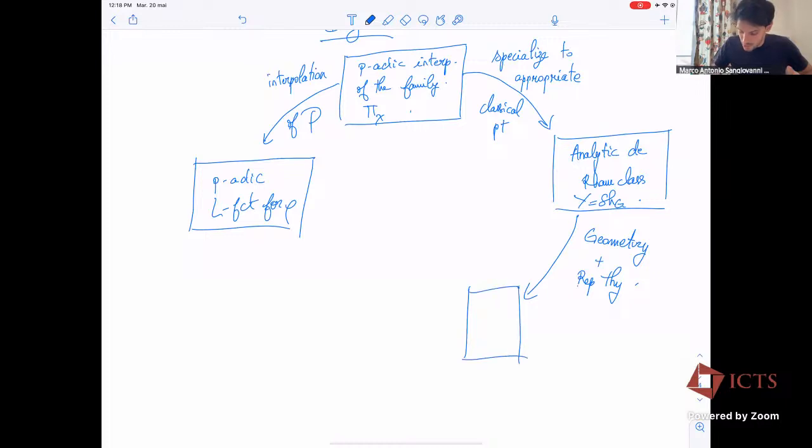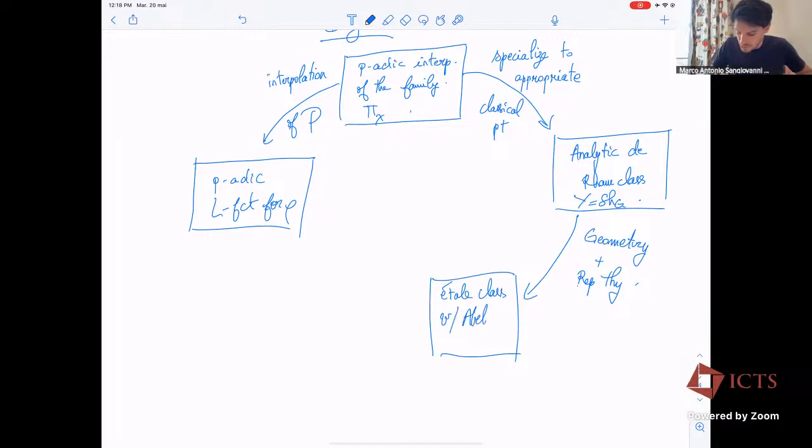to a geometric étale class with abelian, sorry. So you upgrade it to an étale class with abelian G_Q action, or G_F for some number field.